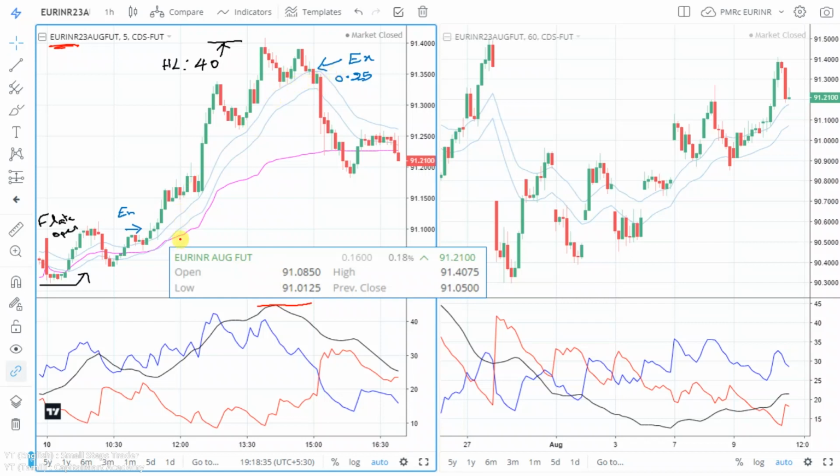So those who took the position at 91.10 and exited at 91.35 would get 25 paise per lot. That is 250 rupees per lot. Still a very good return.